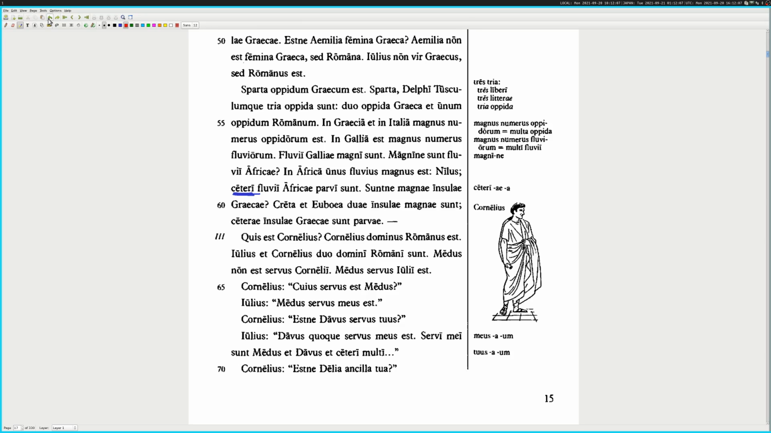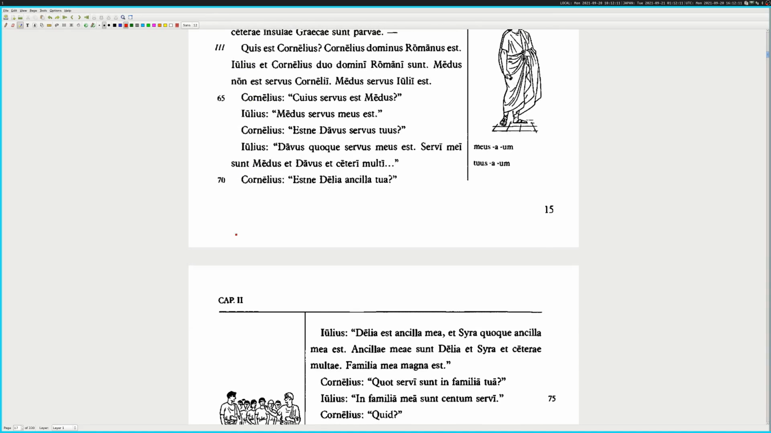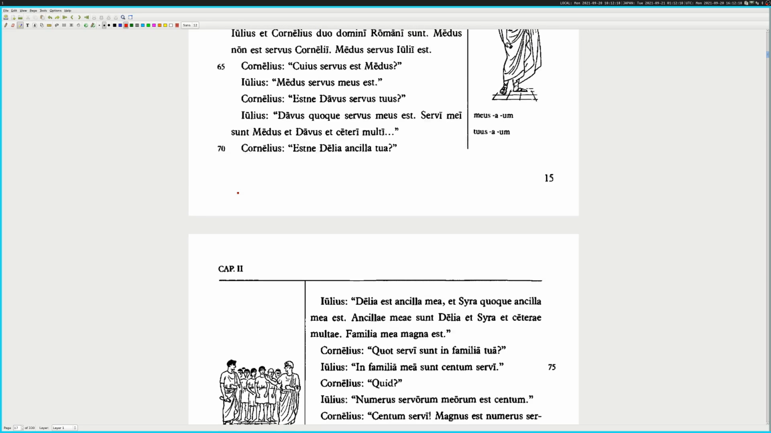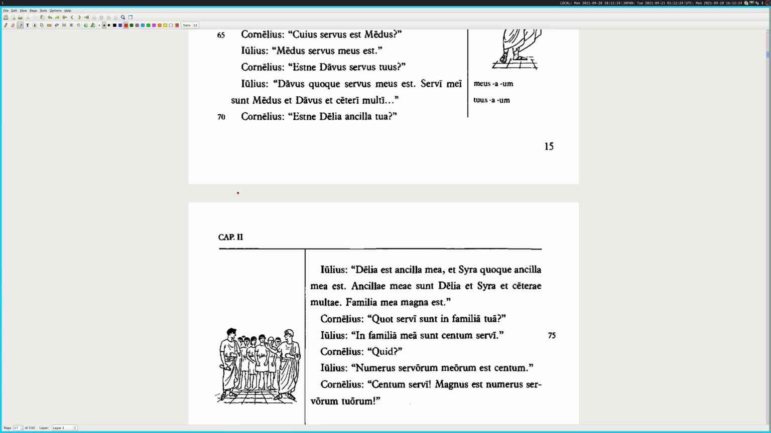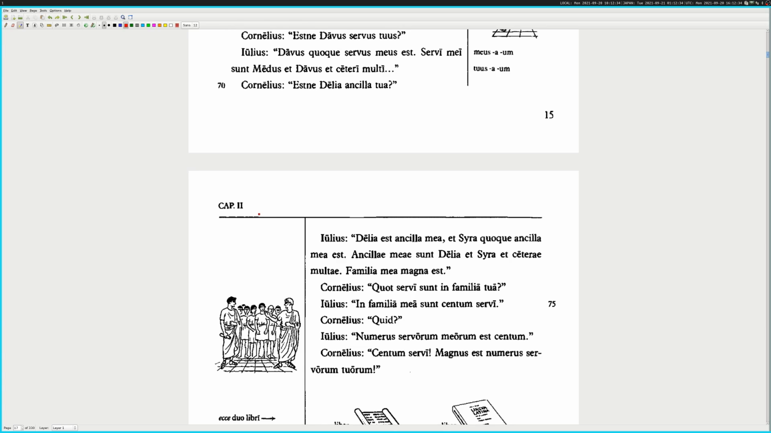Is Delia your house bitch? Delia is my house bitch, and Sarah is also my house bitch. My house bitches are Delia and Sarah and the rest and many others. My family is big. Cornelius, how many slaves are in your family? In my family, there are 100 slaves.